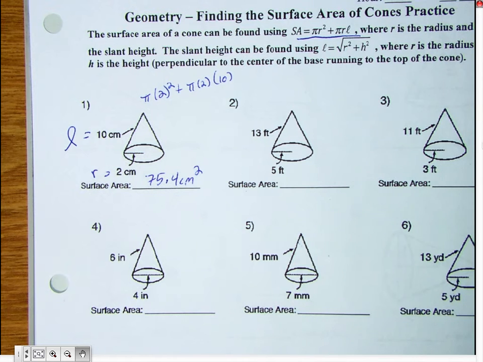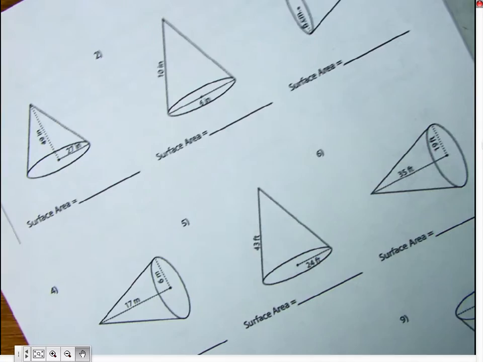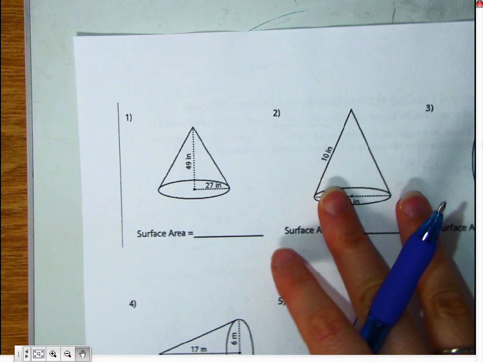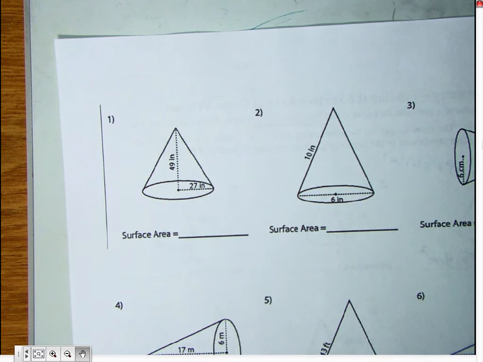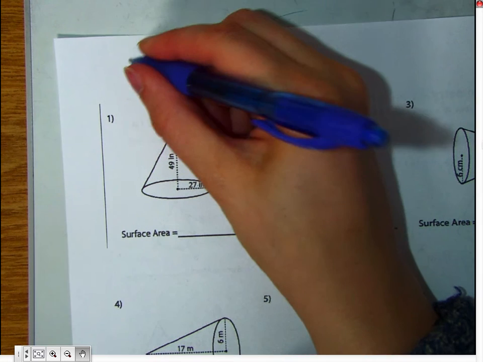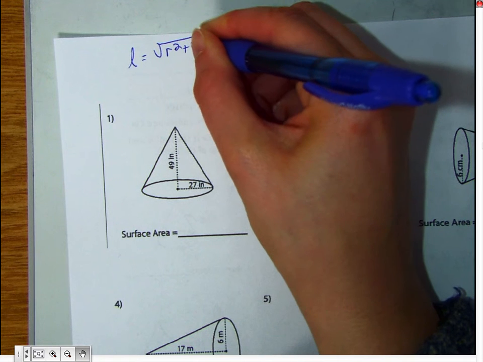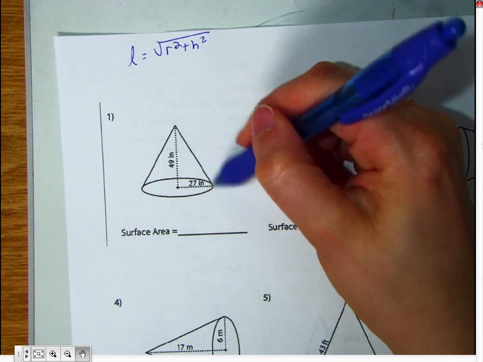Do you guys feel pretty confident in that, or should I try one more? Good? Okay, let's do one where you have to find the slant height. So let's look at number one. The first thing I'm going to do is use that slant height formula. The slant height equals the square root of r squared plus h squared. Do you see how there's no number on the outside?